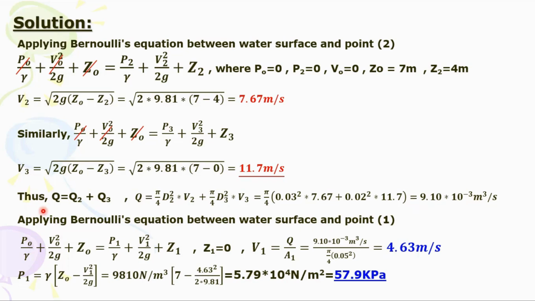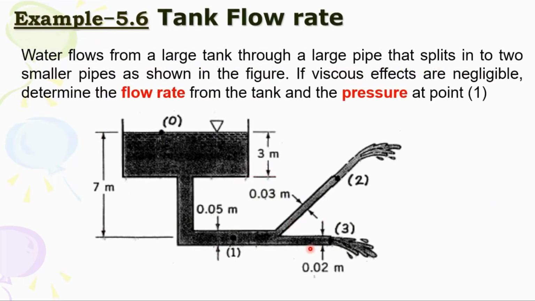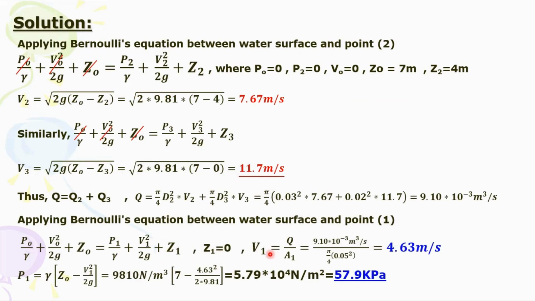Then once you have total discharge, you can calculate other parameters in pipe 1. But let us calculate the pressure at 1. Applying Bernoulli's equation between the water surface and point 1, the total head in the reservoir equals the total head at 1. Z1 is 0, which means the datum is this one, the reference line, so no head above this. So Z1 is 0.